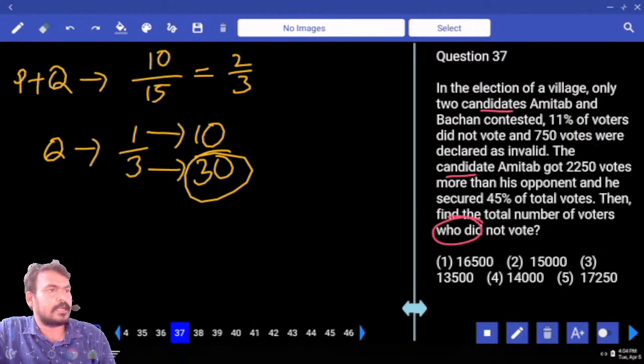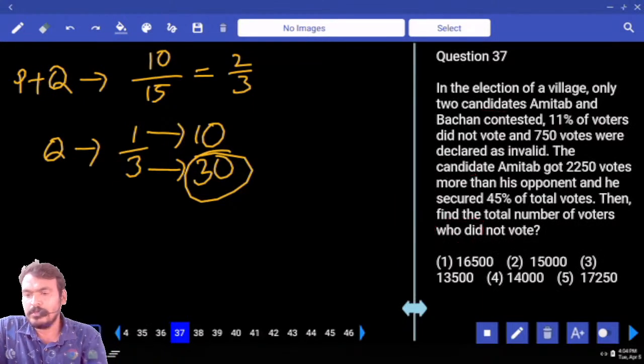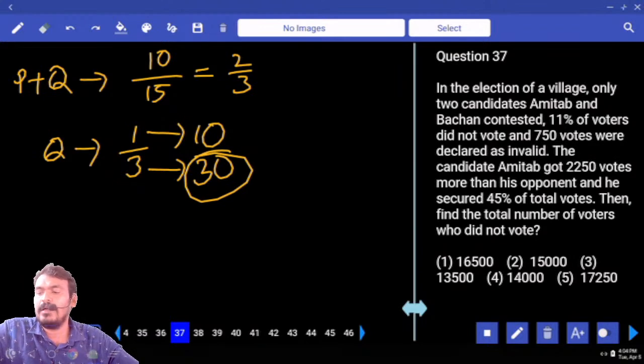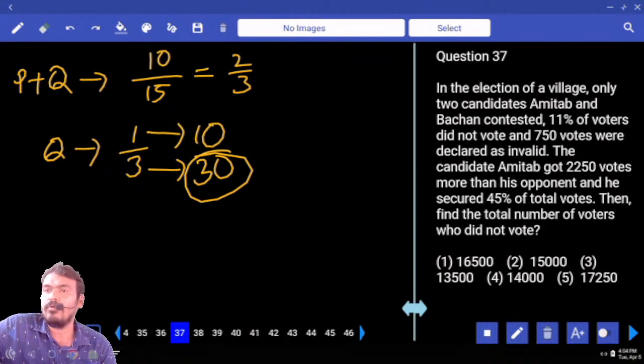Next question number 37. In the election of a village, only 2 candidates, Amitabh and Bachchan, contested. 11% of the voters did not vote and 750 votes were declared invalid. The candidate Amitabh got 2250 votes more than his opponent and he secured 45% of the total votes. Then find the total number of voters who did not vote.